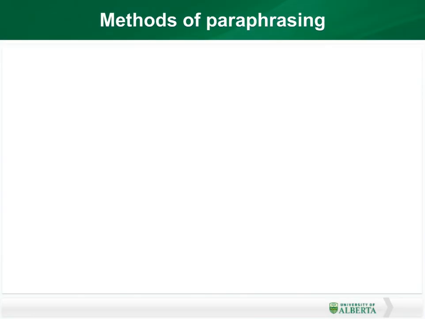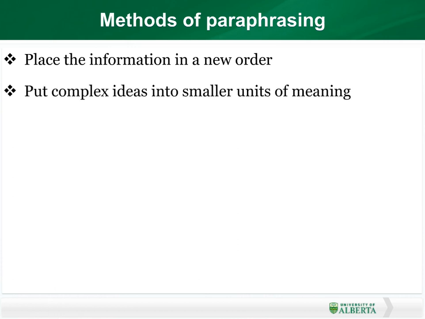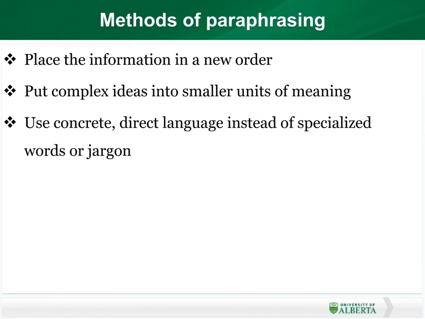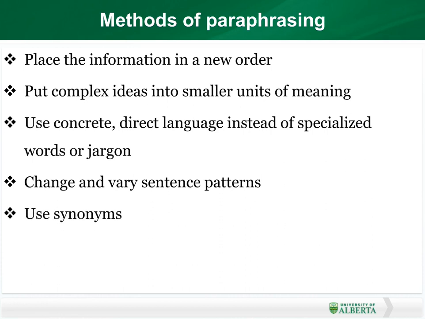Now that we know what we need to paraphrase, how do we go about it? There are a number of methods to paraphrase the words of others, including placing the information in a new order, putting complex ideas into smaller units of meaning, using concrete and direct language instead of specialized words or jargon, changing and varying sentence patterns, and using synonyms. When using any of these methods, you want to take care to not change the content or the intent of the original passage. For example, if I were paraphrasing a process, I would not put the information in a new order, as this would change the intent of the passage.